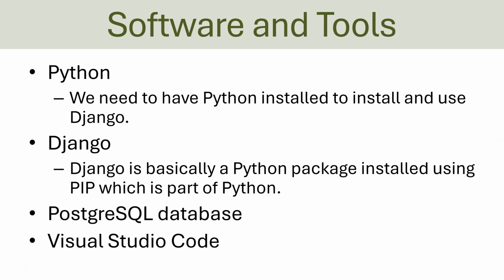So in this tutorial we need the following software and tools. We need Python because we need to have Python installed in order to use and install Django, because Django is a web development framework that is based on Python. And then of course we need Django. Django is basically a Python package installed using this pip command, which is part of Python. And then we need this PostgreSQL database system. And finally we need a proper code editor like Visual Studio Code or another code editor if you prefer that.